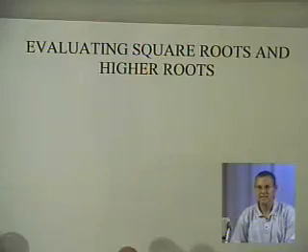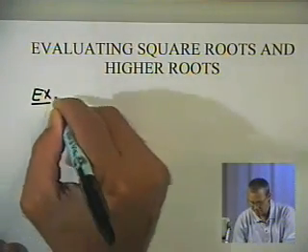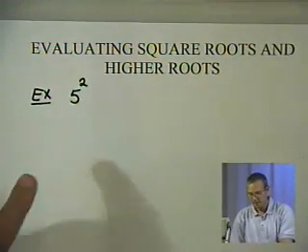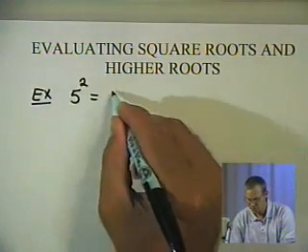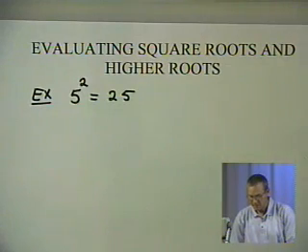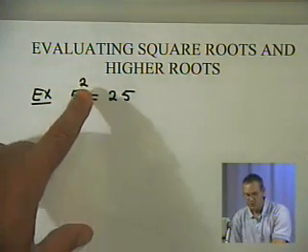In this lecture, we're going to evaluate square roots and higher roots, such as cube roots, fourth roots, fifth roots, etc. Let's start out with an example of something that we know how to do. How about, let's look at 5 squared. Remember, 5 squared means 5 times 5, which is 25. What we're going to talk about is basically the inverse operation of squaring.